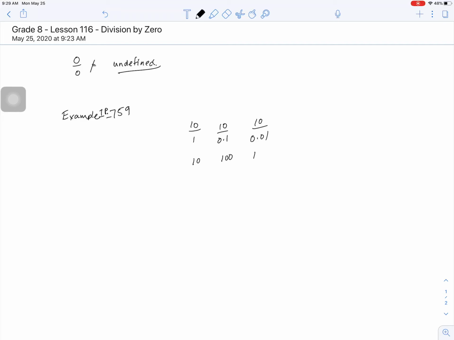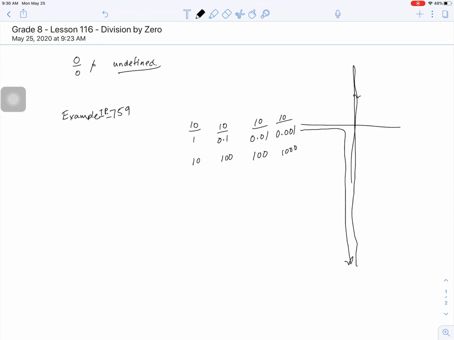And so you'll see that makes sense when it comes to a graph, that the closer you get to 0, it just keeps climbing closer to that line there, your y-axis. So it will never touch it, but it'll get higher and higher and higher. So you can imagine if you go 10 divided by 0.001, you're going to get 1,000, and so on. The closer you get, the higher that number goes.